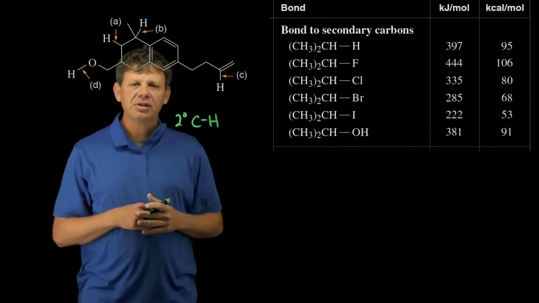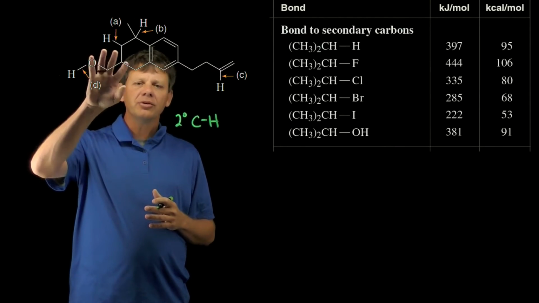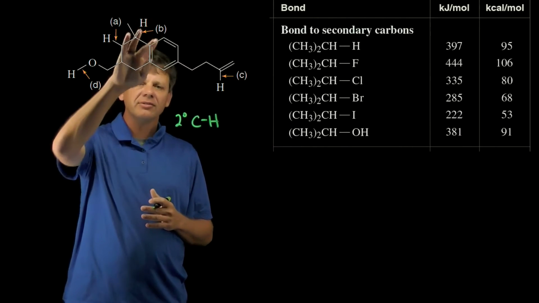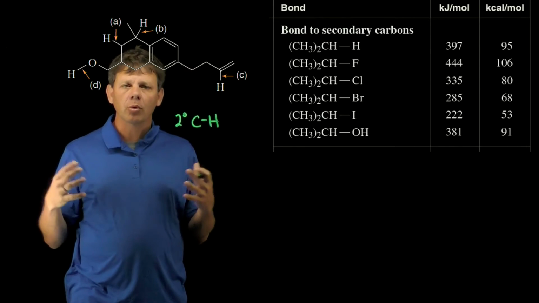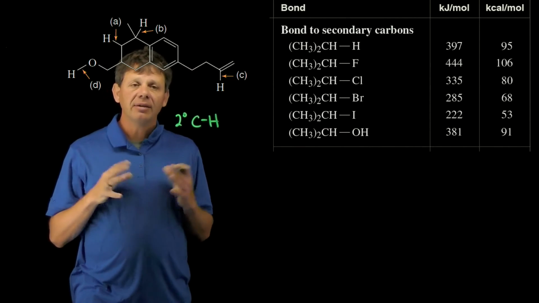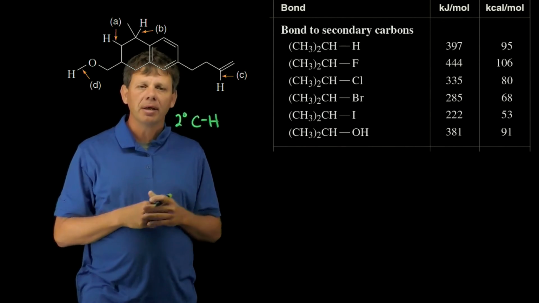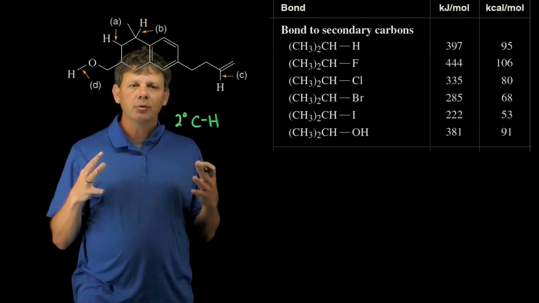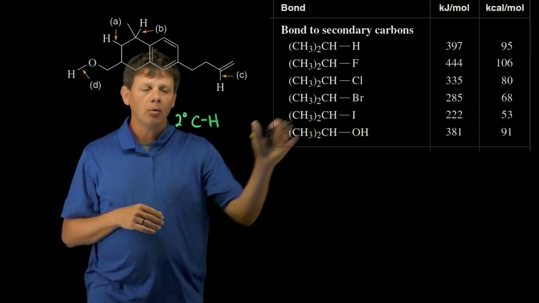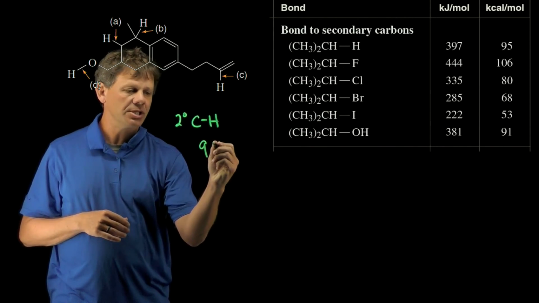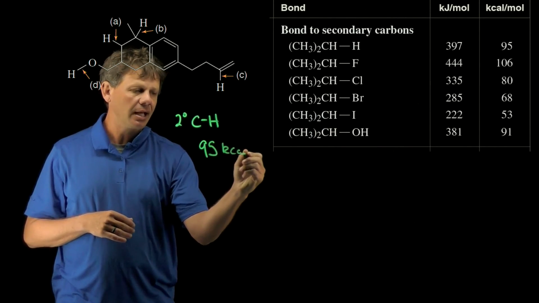And quick inspection around it tells us that there's nothing nearby that could stabilize a radical on that carbon by resonance or really in any other way. And so the best bond from the bond dissociation energy table is going to be that simple secondary CH bond, which has a bond dissociation energy of 95 kilocalories per mole.